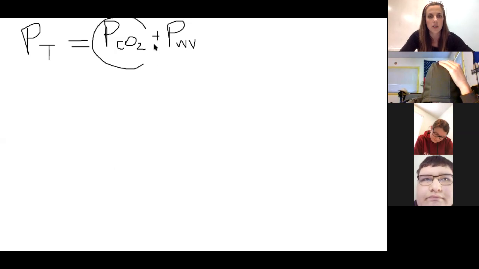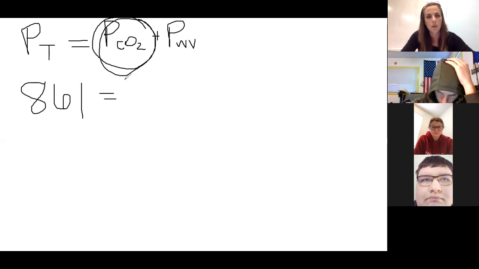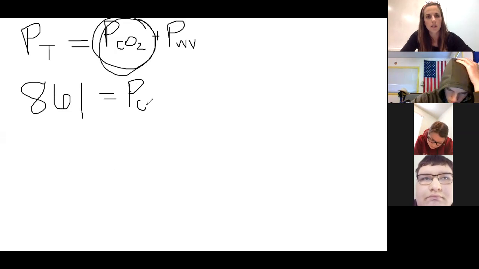It says, what was the pressure of the carbon dioxide? So I'm not going to know this number, so it has to be either this number or this number. Well, it's not the pressure of water vapor because it says it's the pressure of gas in the collection container. So that means it's the total pressure. So 861 torr is the total pressure, and that's going to equal the one I want to find plus the water vapor pressure.